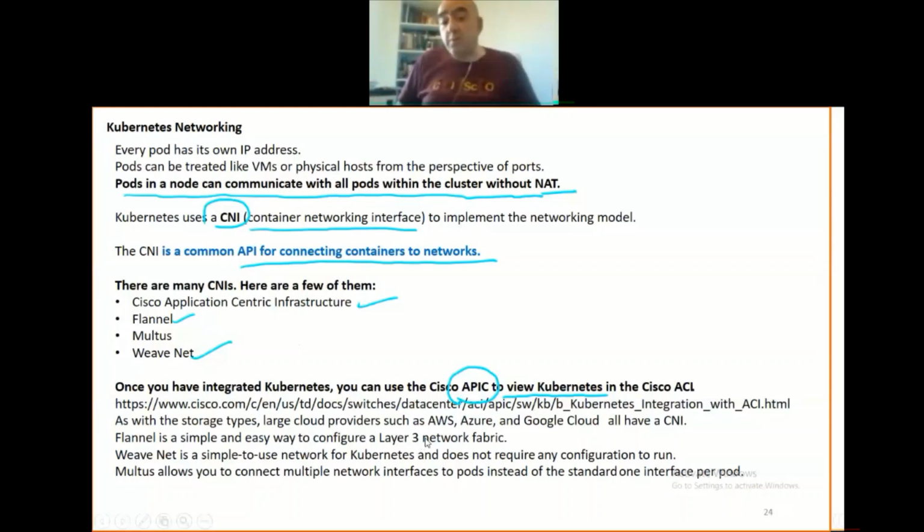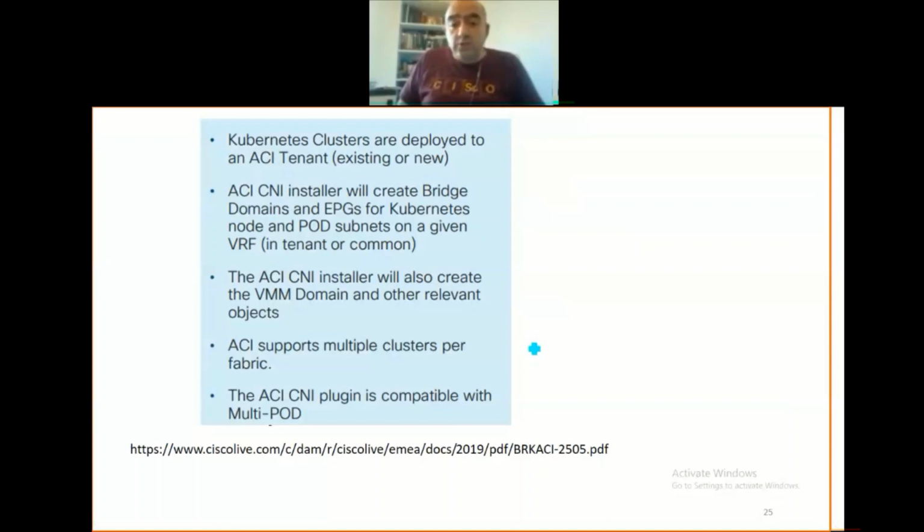This integration is happening. They didn't explain it that much here, but I will tell you, go to this session in Cisco Live On Demand sessions. It's for free. Just use your Cisco account and log into the Cisco Live website. Search for BRK ACI 2505. They talk about how Kubernetes is going to integrate with the ACI solution.